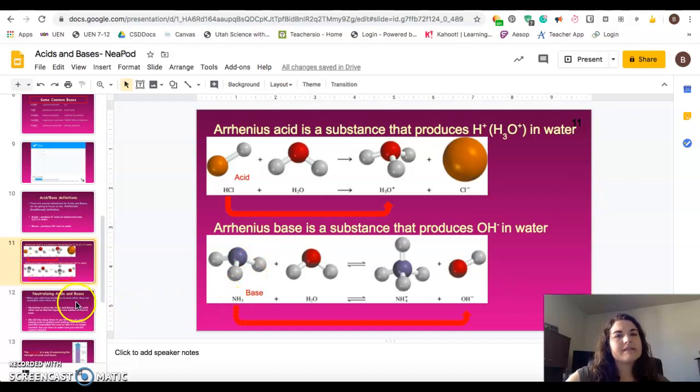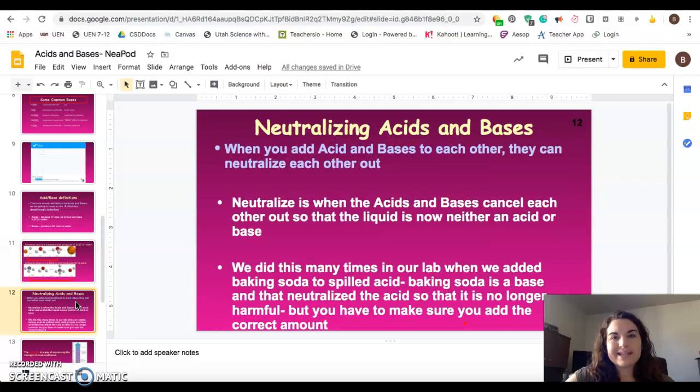Now, I kind of talked about this before, about neutralizing acids and bases. So you can neutralize them out. Now, what the heck is neutralize? Neutralize is when you add a certain amount of acid and a certain amount of base, where they kind of cancel each other out and they become neither acidic nor basic. Now you have to add the right amount. If I add way too much base or way too much acid, they're not going to cancel each other out. You have to do some calculations to make sure you add the correct amount so they neutralize each other out.